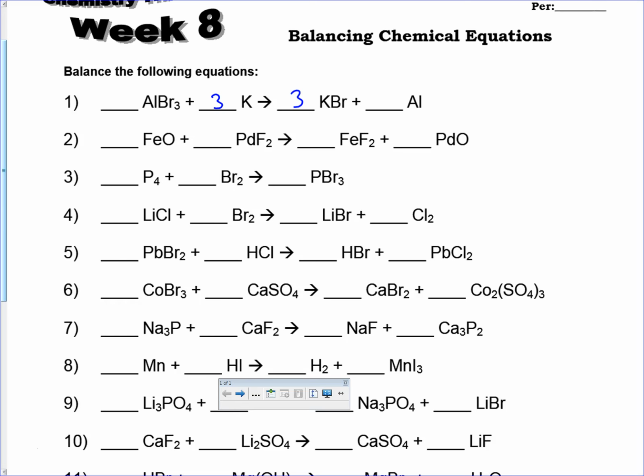So on to the next one. Go ahead, count the number of things on each side. There's 1 iron on both sides. There's 1 oxygen on both sides. There's 1 Pd on both sides. There's 2 Fs on both sides. And so because of that, we're going to say that this one is already balanced because we've got the same number of everything on both sides.